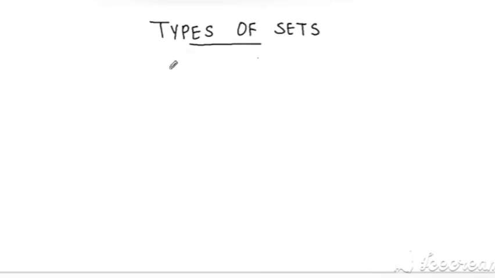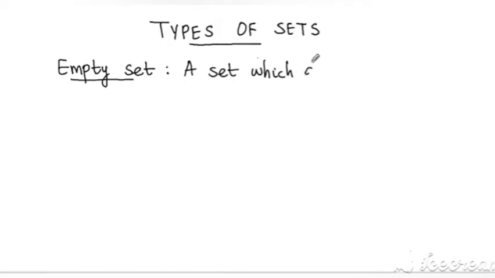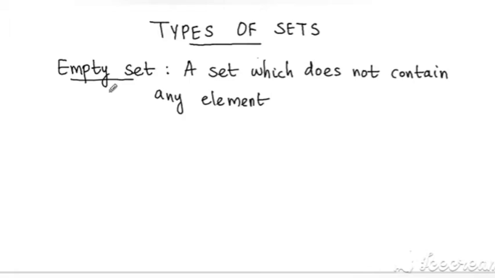Hello students, in the last class we discussed sets and representation of sets. Now let's move on to the types of sets. The first type of set is the empty set. Empty means nothing. So we can define an empty set as a set which does not contain any element. That means an empty set contains no element.